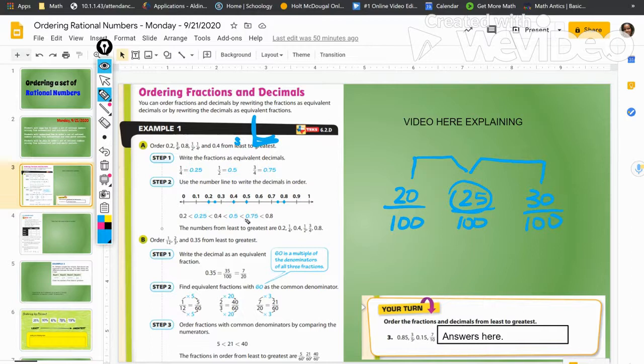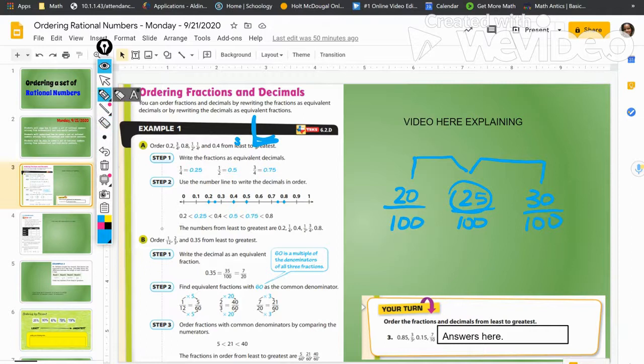Same with 3/4 or 75 hundredths. That's in between 7/10 and 8/10, or I'm sorry, 8/10. Then we're going to order our numbers from least to greatest. Remember, whenever you plot them on the number line, they're already arranged from least to greatest for you.